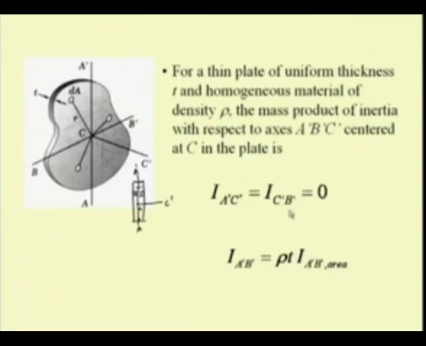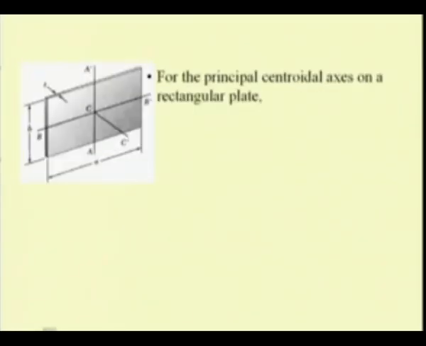So, now we see that for a thin plate we can determine all the quantities that are involved in the inertia tensor. Those 9 elements of the tensor can be found by finding the area moments first and then finding the mass moments. For some examples, let us take first this rectangular plate.